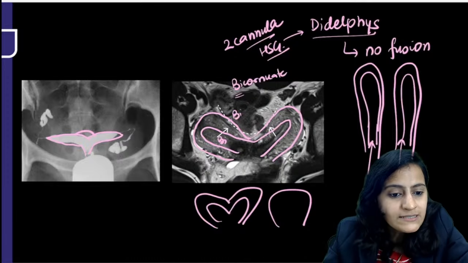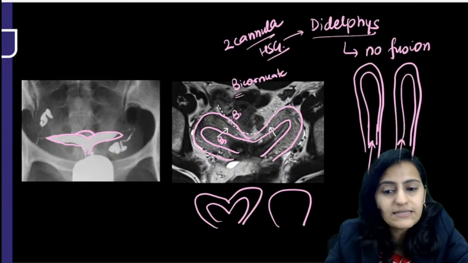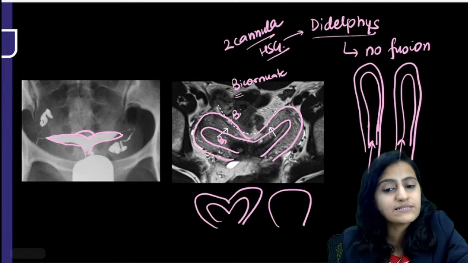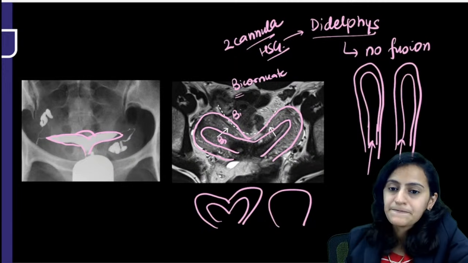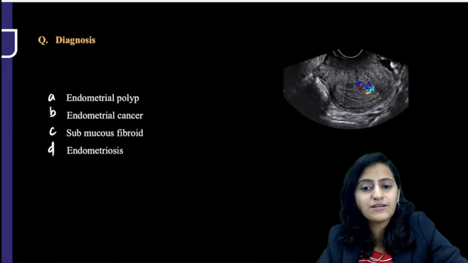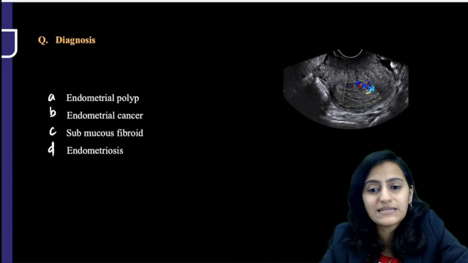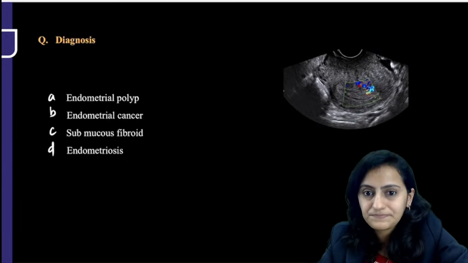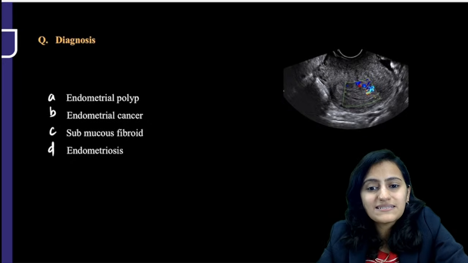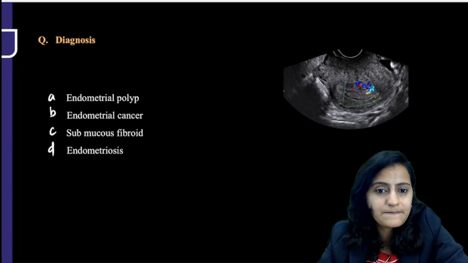Okay. So this is the concept of Mullerian anomalies. Now going on to the next question. Again, a question from gynecology. What do you think is the answer to this one? What do you think is the diagnosis in this case?